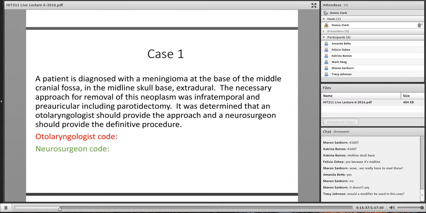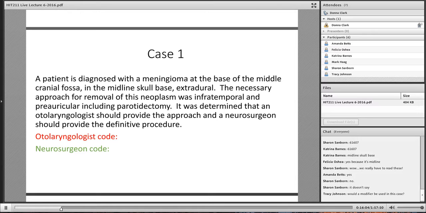Now, Tracy mentioned modifiers. So you're not going to need any modifiers for this particular example. You may be looking at or eyeballing, say, modifier 62, which is for co-surgery, or modifier 51, which is multiple procedures, or modifier 66, which is team surgery.